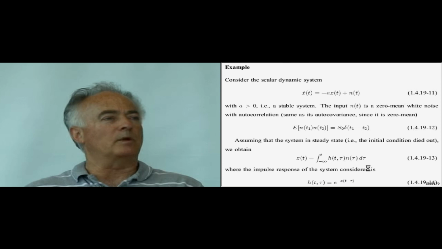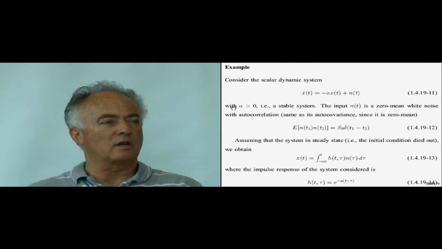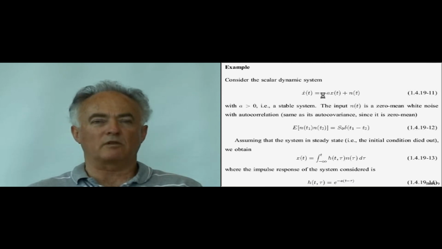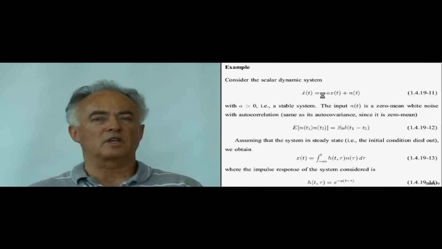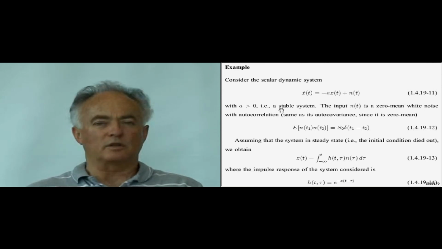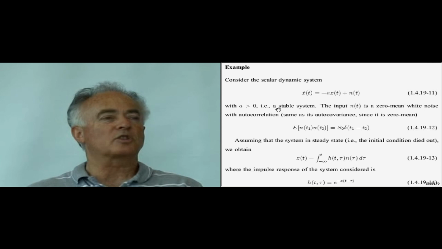Let's take an example. We'll take a scalar dynamic system with equation x dot equals minus a x(t) plus n(t) with a positive a, namely it has in continuous time a negative eigenvalue. So what we have here is a negative left half plane pole, and that's in the transfer function domain. So it's a stable system.